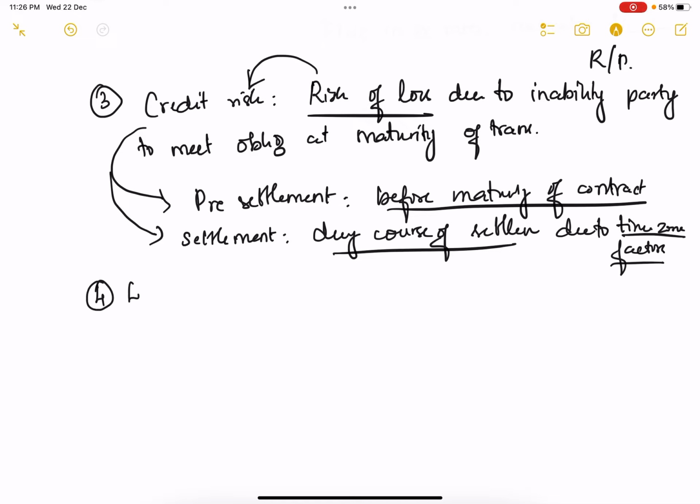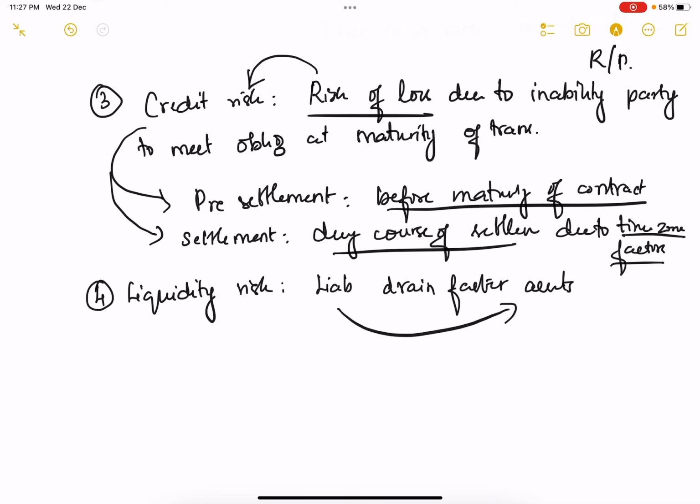The fourth risk is liquidity risk. So liquidity risk is mainly when the liabilities drain faster than the assets in banks, and the mismatch between the liability and asset will lead to liquidity risk.